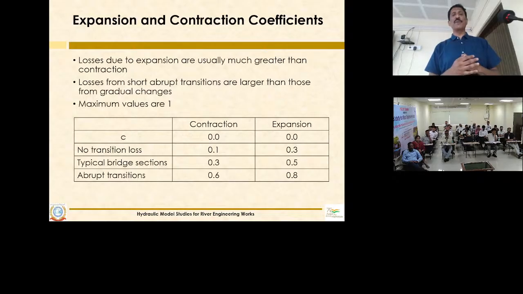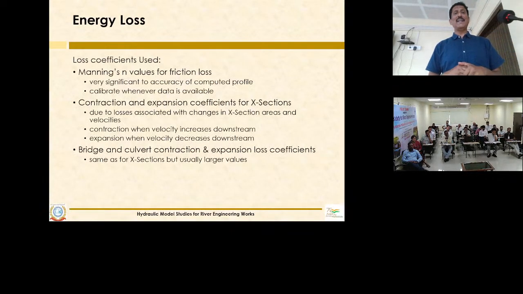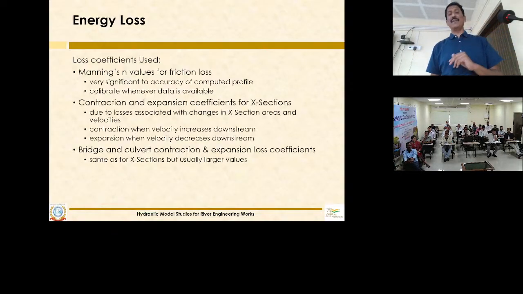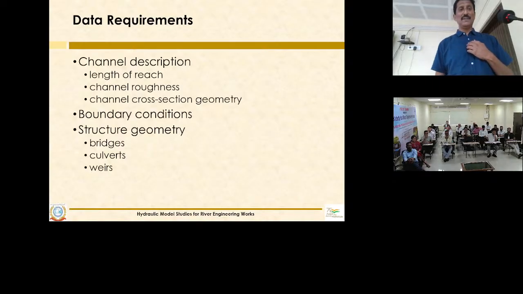Losses from sharp transitions, where the section changes in a narrow portion, are much greater than losses from gradual changes. So the maximum value is up to 1. For energy losses, basically Manning's, then contraction and expansion, and for bridges and culverts you have to take small values. The transitions are also given in the bridge editors. These values are given. And what are the data required for numerical modeling?